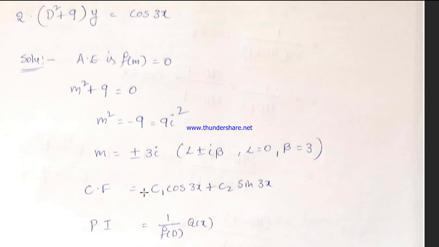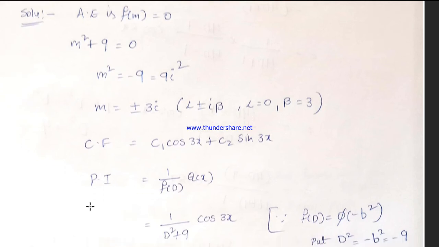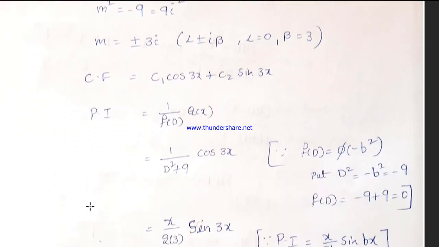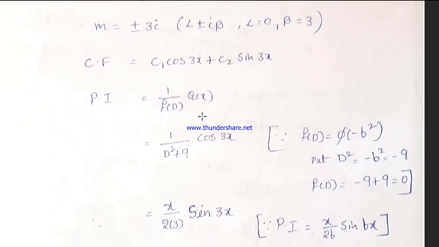Because of alpha value 0, e power alpha into x, e power 0 into x value is 1. So that's why I only write c1 cos beta x, cos 3x, plus c2 sin beta x, beta value is 3. So going to the particular integral, PI equal to 1 by f of D into Q of x, 1 by D square plus 9 into cos 3x.